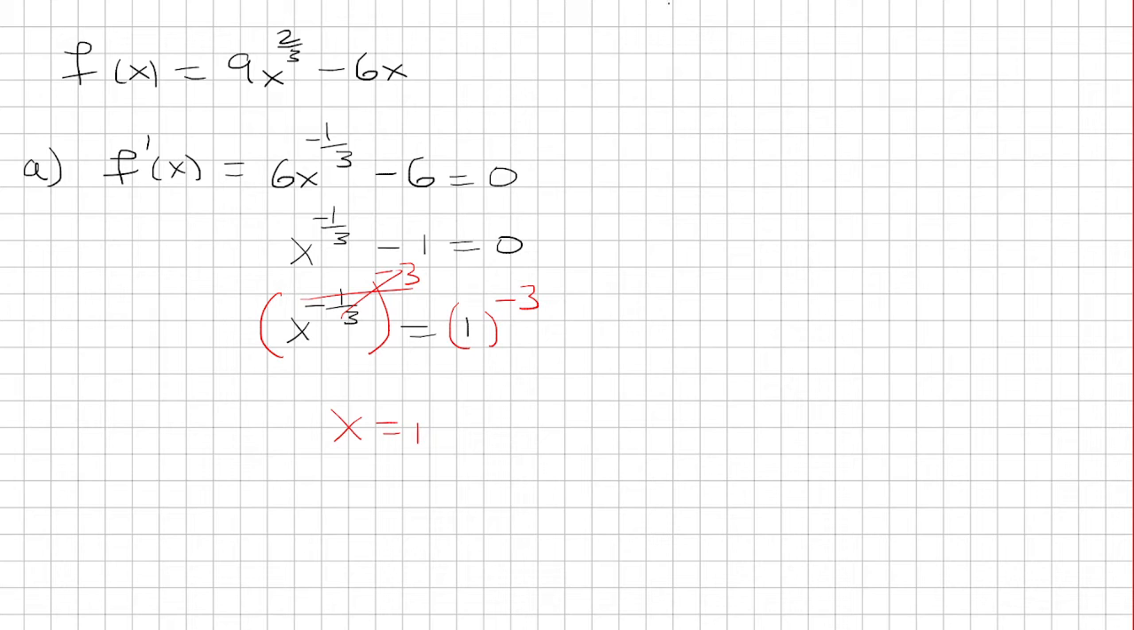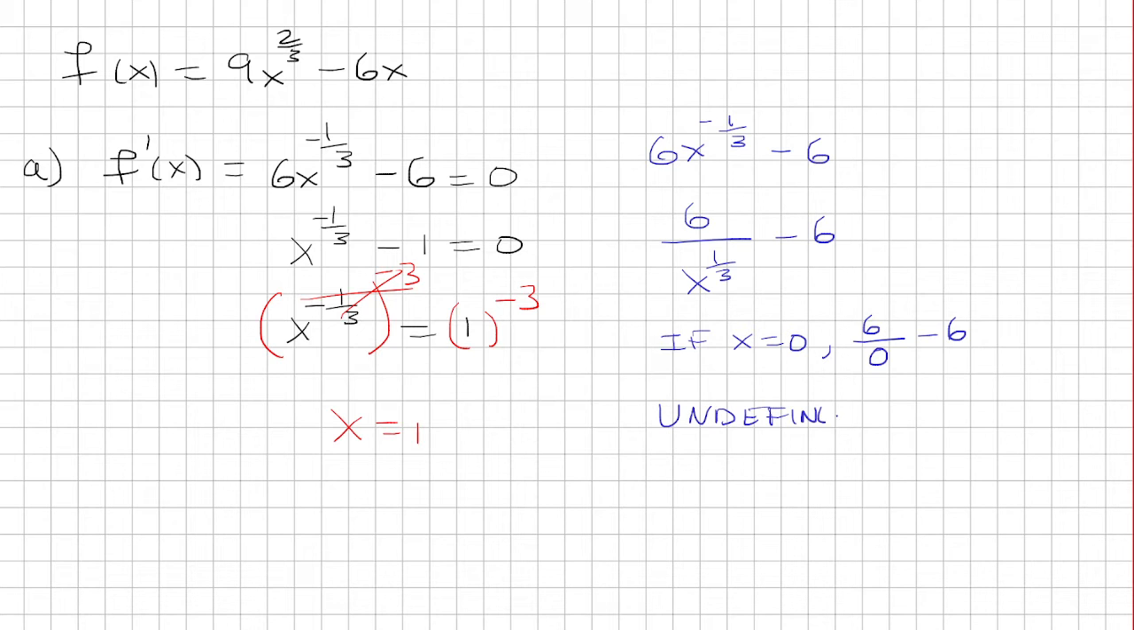Now let's look at when it's undefined. Well, the derivative is 6x^(-1/3) minus 6, which I can rewrite as 6 over x^(1/3) minus 6. The issue here is if x is equal to 0, then you have 6 divided by 0 minus 6. This is really bad. You cannot divide by 0. So it's undefined at x equals 0. So the critical numbers are going to be 0 and 1.